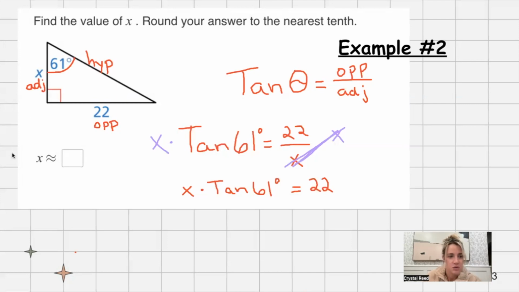Desmos. So in order to get rid of that tan 61, just like if you had 2x equals 6, in order to get rid of that 2, you would divide both sides by 2. Same thing here. In order to get rid of the tan 61, to solve for that x, we're going to divide both sides by tan 61. That cancels out. What you do to one side, you must do to the other.